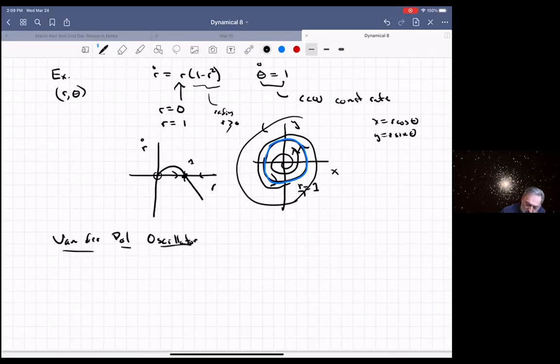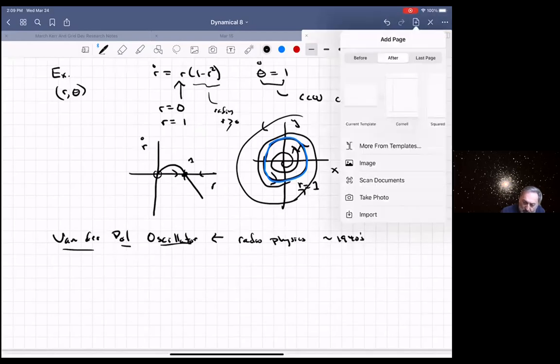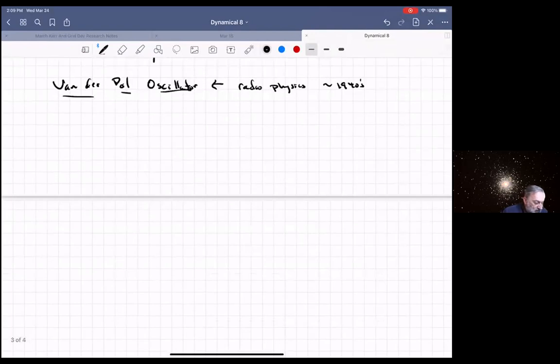Okay, so this next one is a historically important one, called the van der Pol oscillator. In the van der Pol oscillator, we have x double dot plus mu times (x squared minus 1) times x dot plus x is equal to 0, where mu is some positive number.